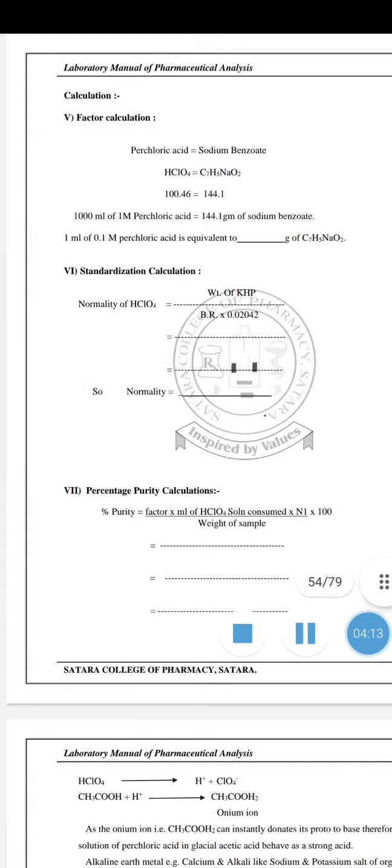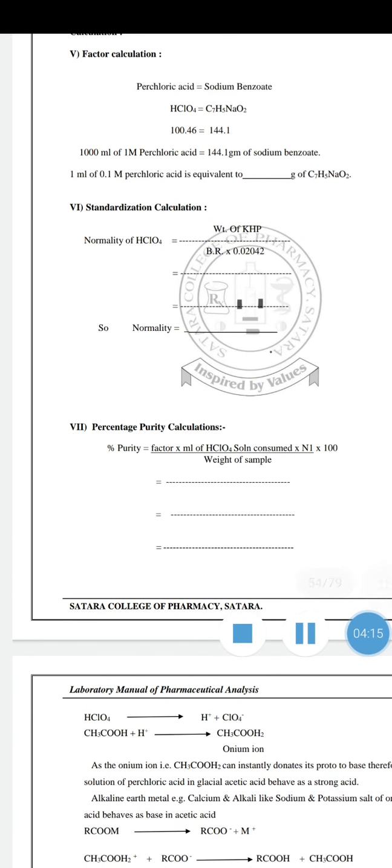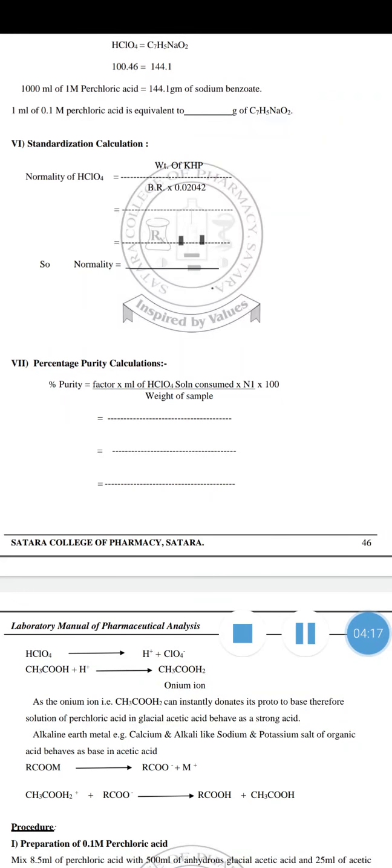Then the standardization calculation: the normality of perchloric acid is equal to the weight of potassium hydrogen phthalate divided by the burette reading into 0.02042. This is the calculation of the normality.